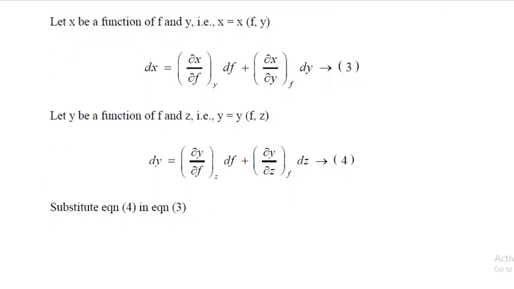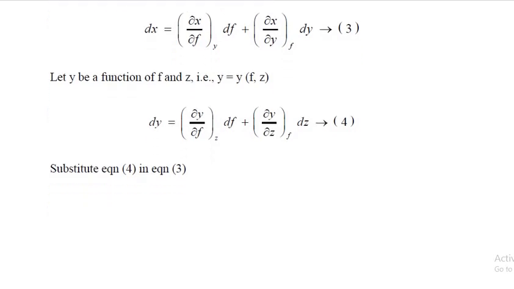Substitute equation 4 in equation 3. That is, instead of this dy in equation 3, substitute the RHS of equation 4 in the place of dy. So substituting, what will we get? dx is equal to dou x by dou f at y into df plus dou x by dou y at f into, instead of dy we will write, dou y by dou f at z into df plus dou y by dou z at f into dz.